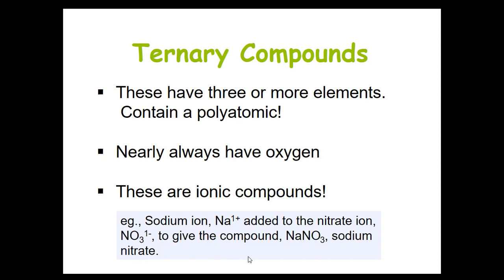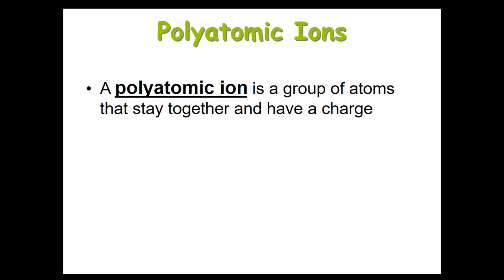So this is just an example. Here we have sodium bonded to nitrate ion, which is a polyatomic, and this is sodium nitrate. A polyatomic ion is a group of atoms that stay together and have a charge.